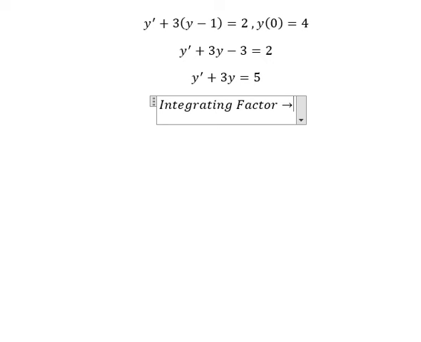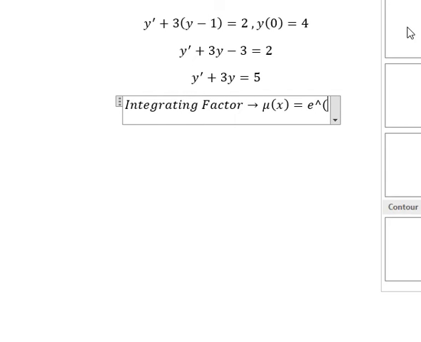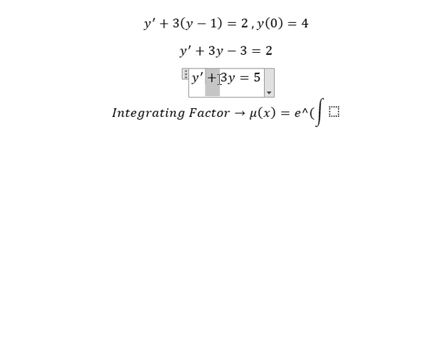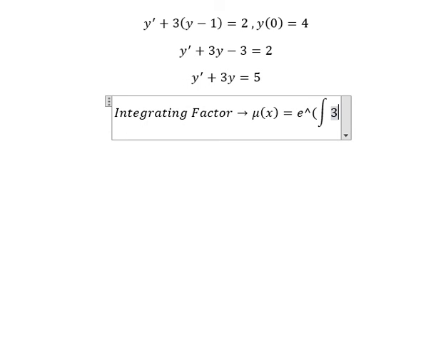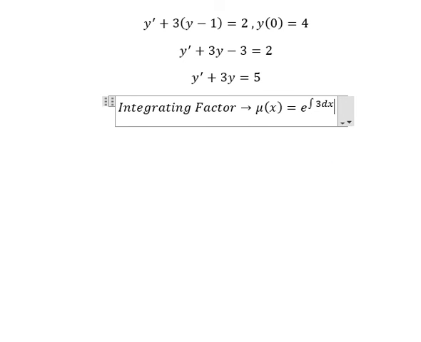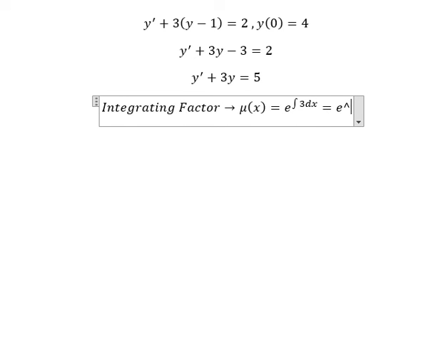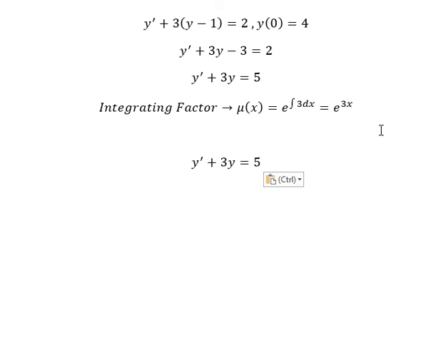So we need to find the mu s equals to e to the power of the integral. So we see that positive number 3 next to y, that is for the integrating factor. And we have e to the power of 3s. That means we multiply both sides by this one. Next, we need to integrate both sides.